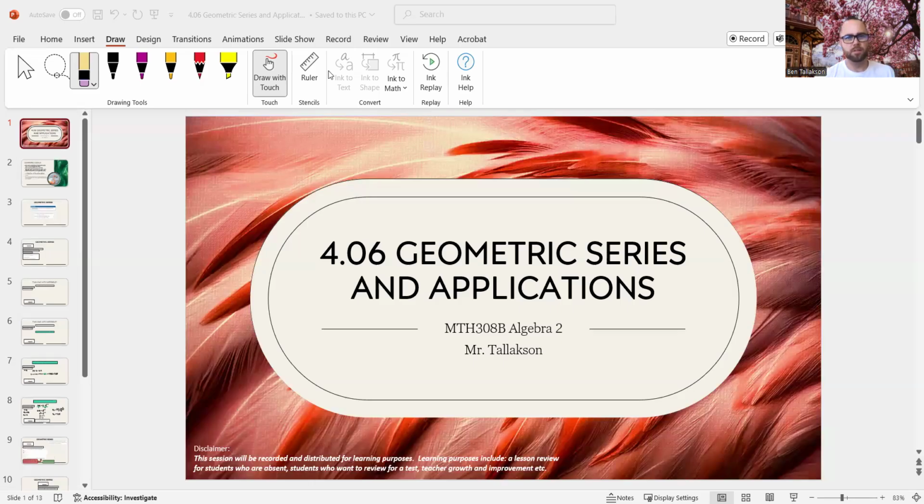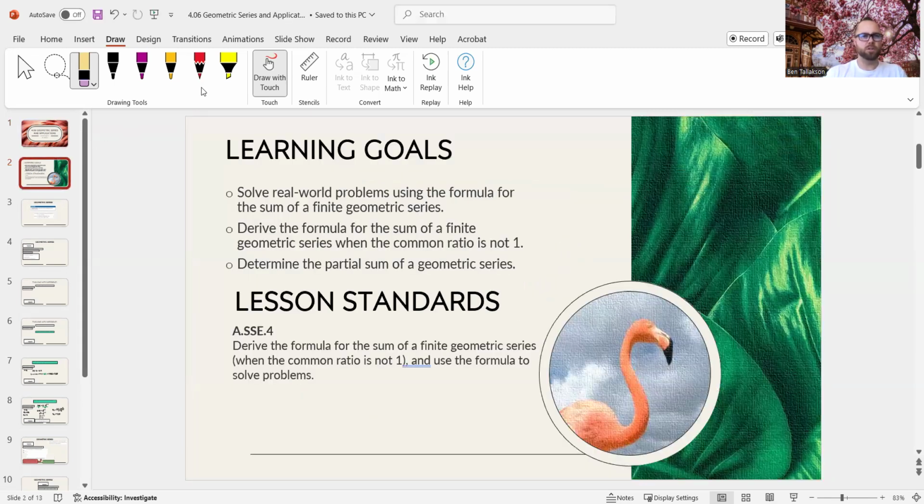Hello again. Now we're looking at 4.06 geometric series and applications. Our goals are going to look pretty similar to when we did arithmetic series and applications, but of course now we're looking at geometric situations. So solve real-world problems using the formula for the sum of a finite geometric series. You're going to see that in just a moment and add that to your notes.